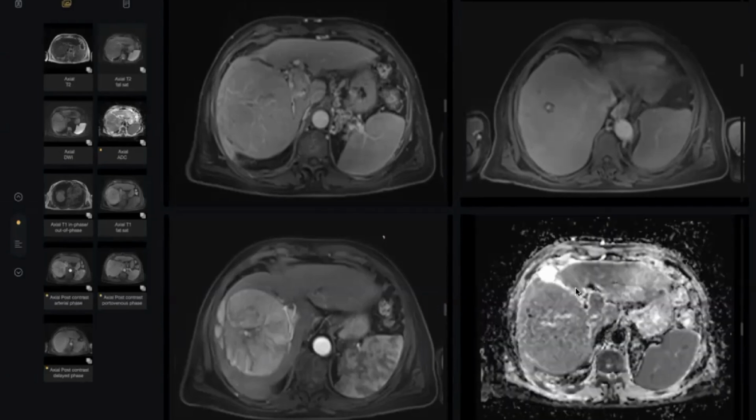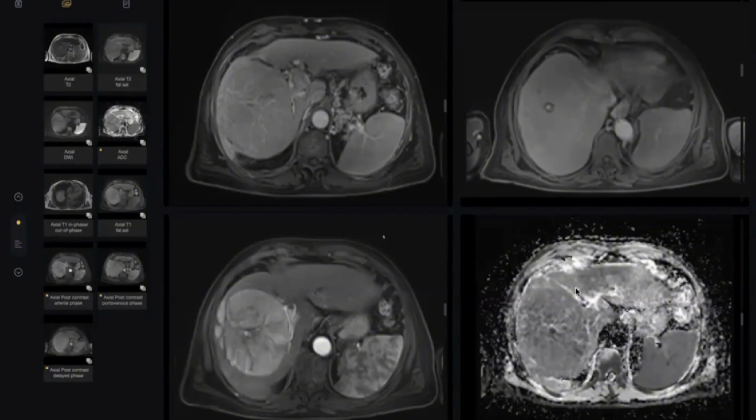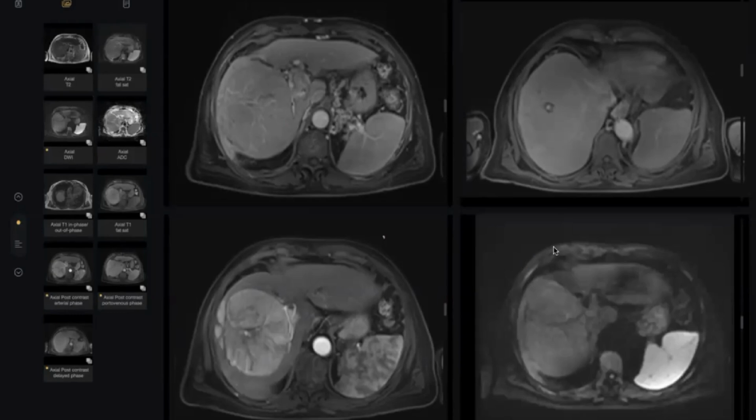Give me a differential. So my first differential will be metastatic liver lesions. Second differential will be multicentric hepatocellular carcinoma, with other satellite lesions. What else? You are right, by the way.